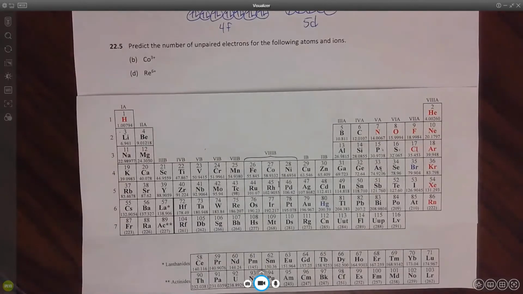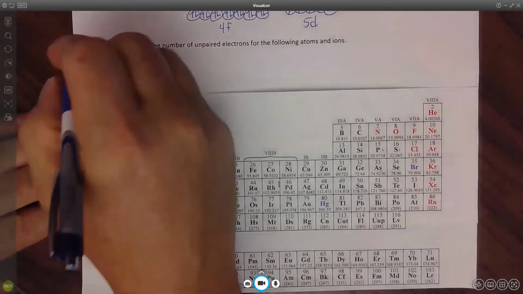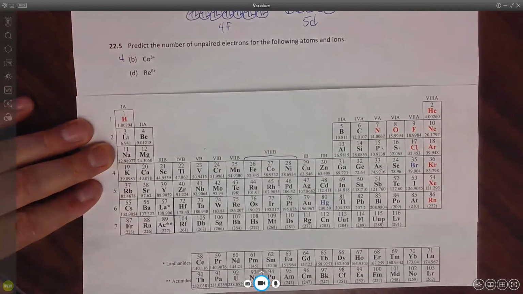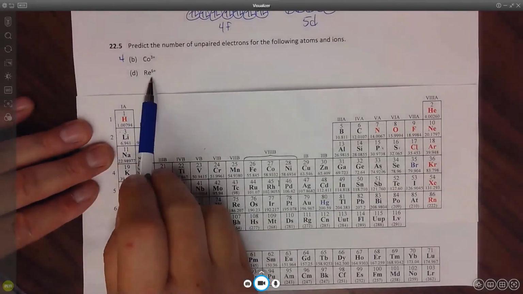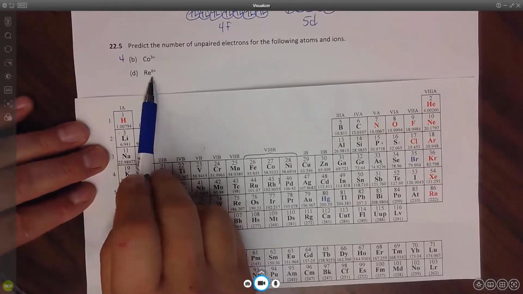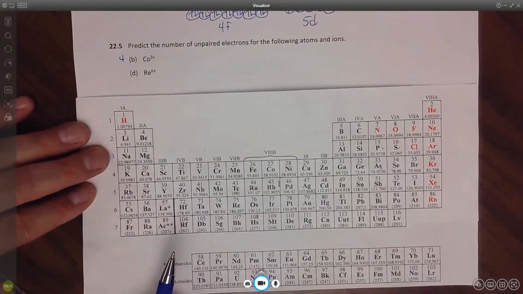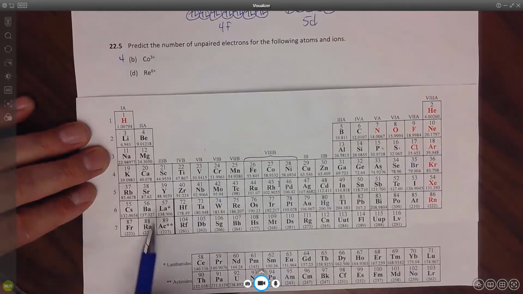So Hannah, how many unpaired electrons do you get for the cobalt 3 plus? 4. 4? Does anybody get anything different? Kaylee, how many unpaired electrons for the rhenium 6 plus? I didn't get to do that one. I only got to do the first one. Okay. Taylor, how about rhenium 6 plus? Same, I didn't get to it yet. Leah?